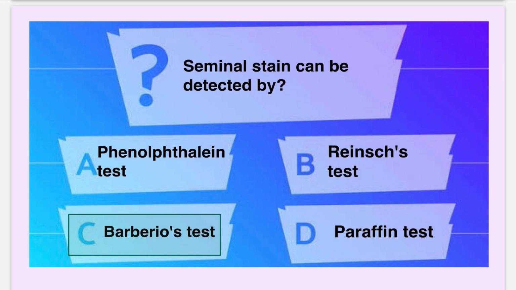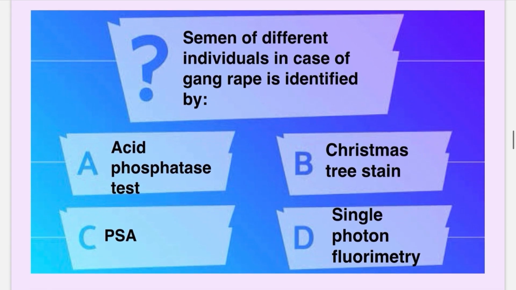In Barberio's test, a saturated aqueous or alcoholic solution of picric acid, when added to spermatic fluid, produces yellow needle-shaped rhombic crystals of spermin picrate. The reaction probably depends on the presence of prostatic secretions. Let's move ahead to the second question.